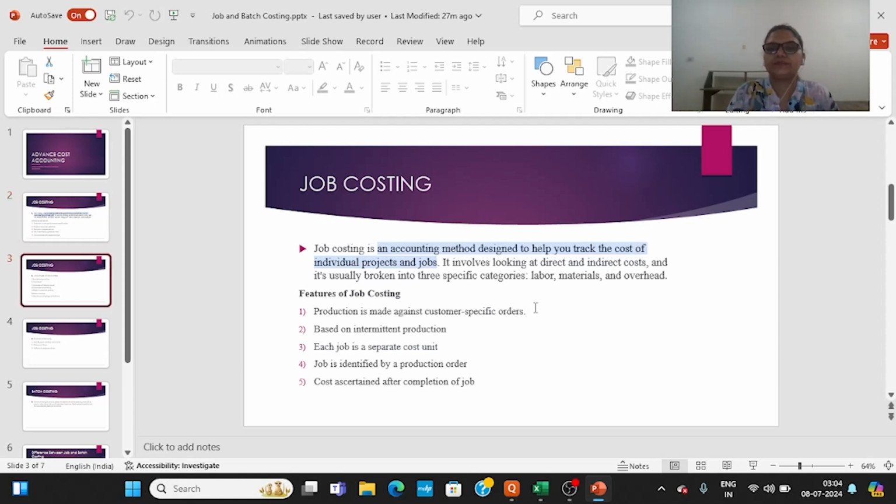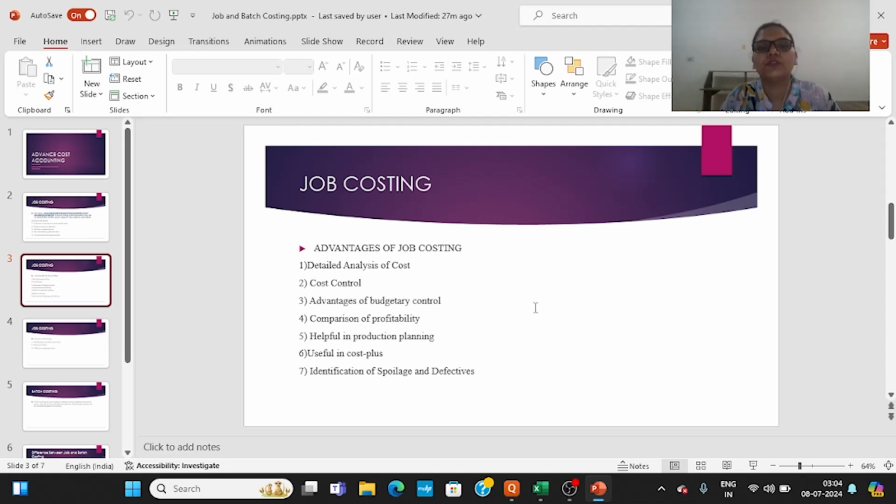Next is advantages of job costing. What are the possible advantages? Detailed analysis of cost. Job costing provides a detailed analysis of cost of materials, labor, and various overheads classified on the basis of departments, functions, and nature of expenses. It enables the management to assess the operating efficiency of various factors of production and production centers.